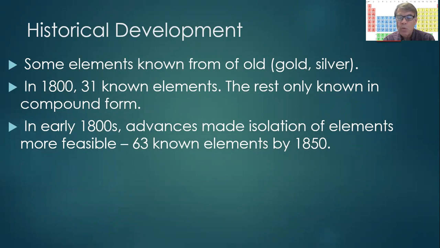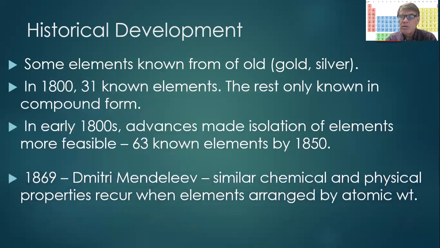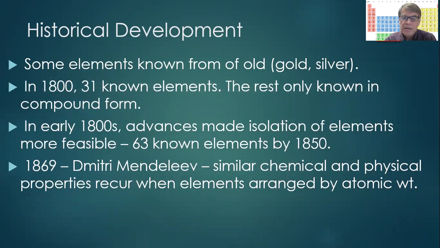And what brought this about were advances in chemistry that made the isolation of elements more feasible. So perhaps it's no surprise that about 1869, Dmitri Mendeleev, a Russian scientist, noticed similar chemical and physical properties when elements were arranged by their atomic weight. By the way, there's a guy named Lothar Meyer in Germany at about the same time who came up with the same thing. But Mendeleev is usually the father of the periodic table, the one who's pointed to, although they both published their work at about the same time.